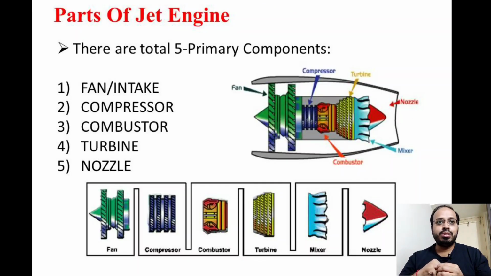The second point is the parts of the jet engine. Before going into how the aircraft engine works, try to understand the parts of the engine first. There are a total of 5 primary components, the main parts of the jet engine. The first one is the intake, which is also called the fan. The second is the compressor. The third one is the combustor, called the combustion chamber. The fourth one is the turbine, and the fifth one is the nozzle. These 5 are the primary, main components of the jet engine.